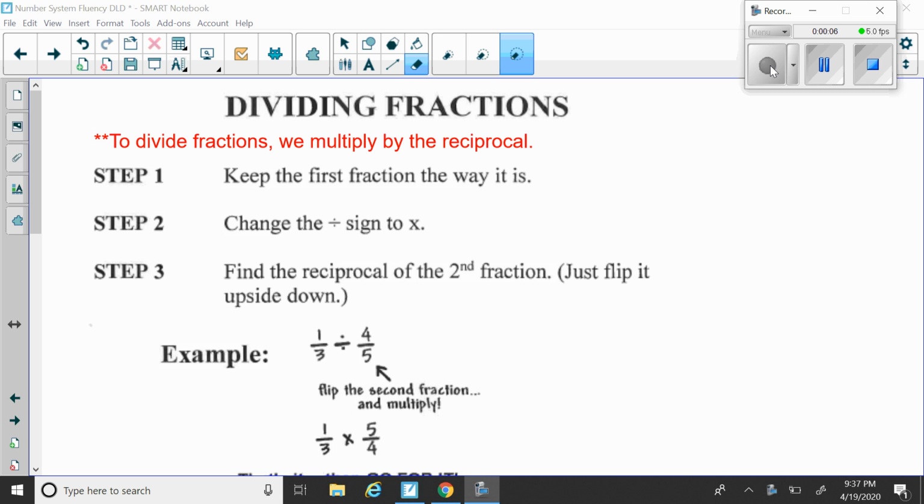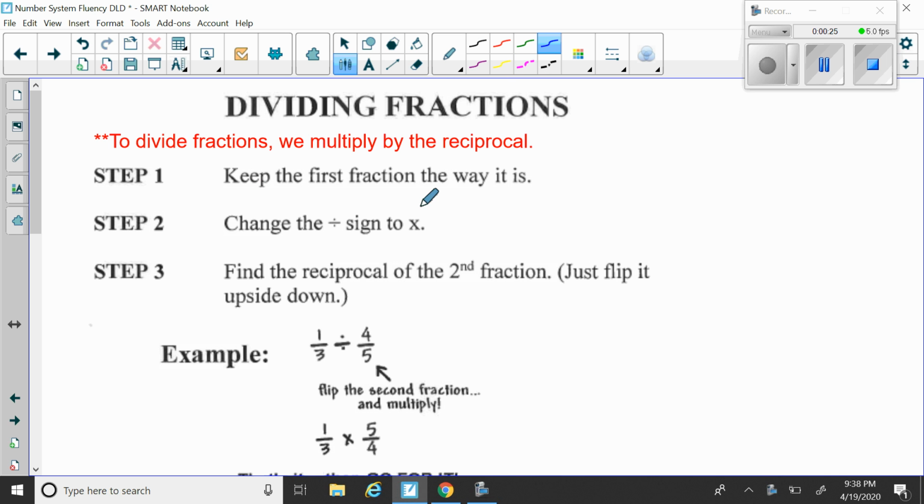Today we're going to talk about dividing fractions, okay? And in order to divide fractions, all we need to do is multiply by the reciprocal. And now remember, that's a word that we've talked about quite a bit. And we can do this in 3 easy steps. If we don't quite know what multiply by the reciprocal means, here's how we would break that down.